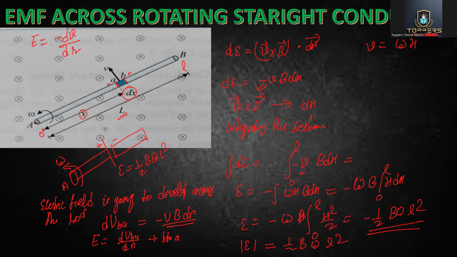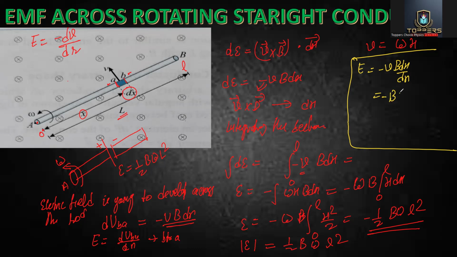I'm writing here due to less space. Electric field E is equal to minus V B dx over dx. dx and dx will be cancelled. So it will be B omega x. So actually you are taking direction here. This is with the direction, and if we are going to take magnitude, it will be B omega x. So it will be the electric field developed in the conductor at any point, and it will be decided through the x.